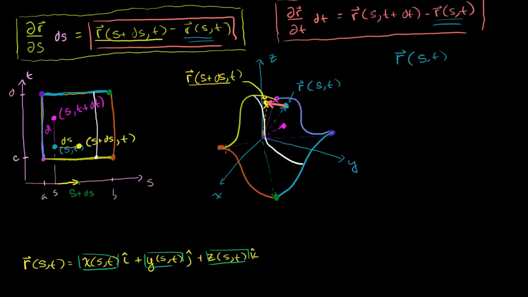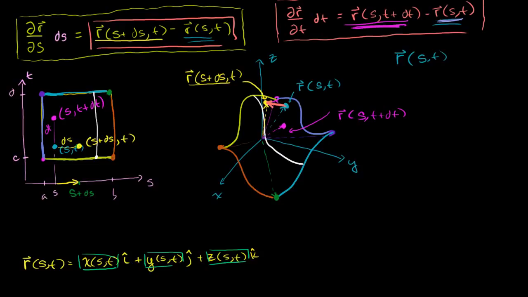Now, by the same argument that we did on the s side, the vector that points to that is r of s, t plus dt. That is the exact same thing as that right there. And of course, this, we already saw, is the same thing as that over there. So what is that vector minus this blue vector? The magenta vector minus the blue vector.